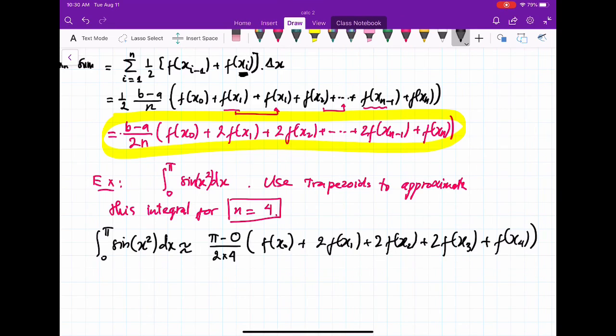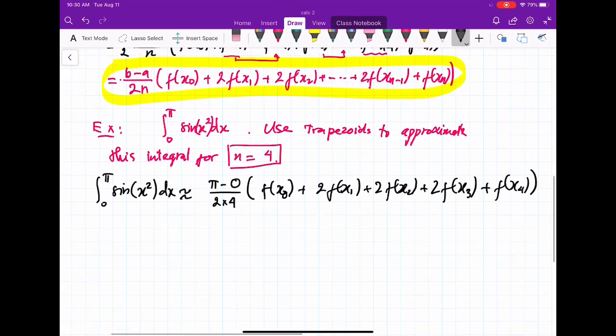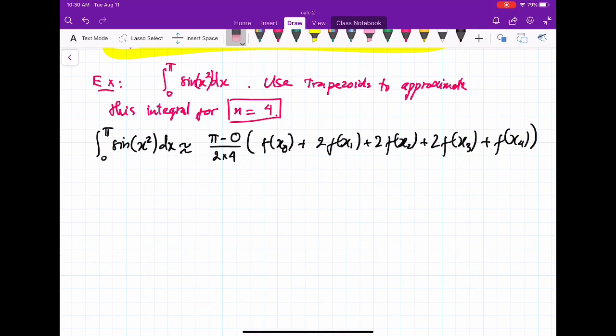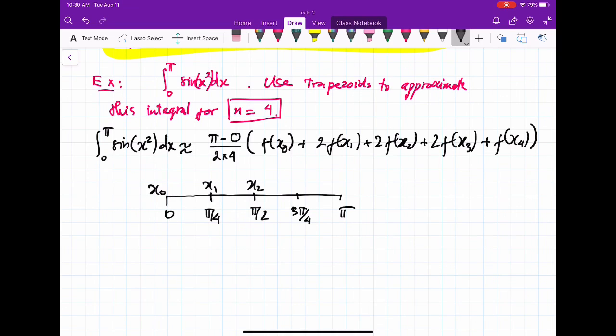Right now I don't write anything about x0, x1, x2, x3, and x4. Now we can find them right here. Your interval is from 0 to pi. You divide this into 4 subintervals. So you have pi over 4, pi over 2 in here, and 3 pi over 4. That is your x0, that is your x1, that is your x2, that is x3, and this is your x4.